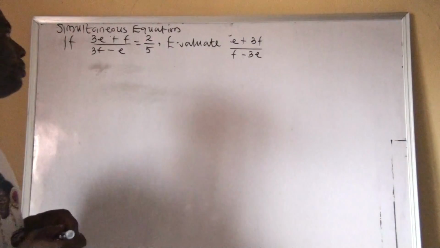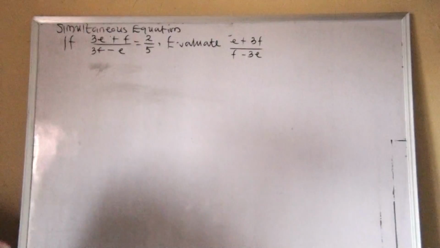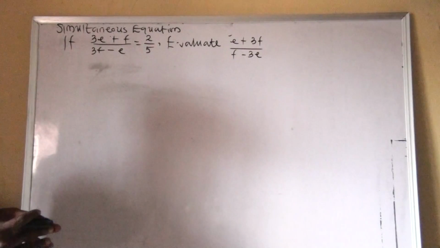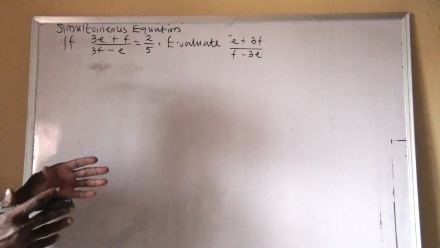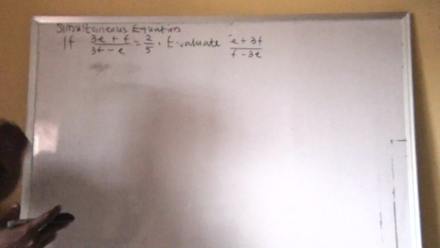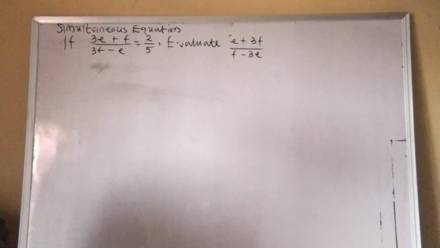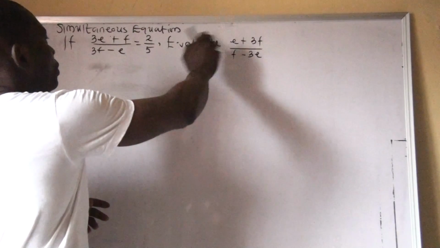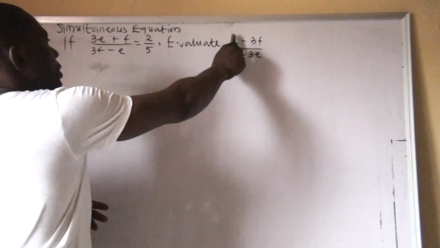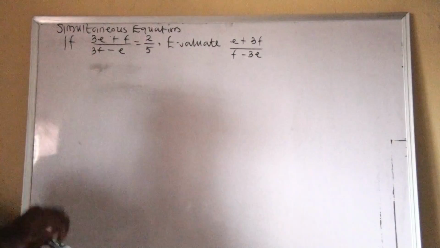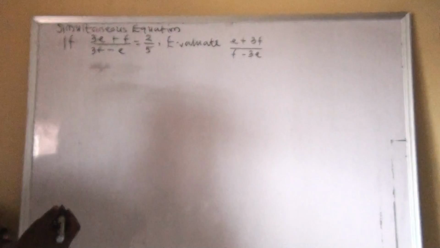Looking at this question, the best way to resolve it is to obtain a pair of simultaneous equations from it, and after solving for the values of e and f, we substitute them into this. That's what they ask us to do. Evaluate e + 3f, so the value of e obtained here, you substitute it here, and that of f as well. So what we do first, a typical question of this nature should be expressed in this form.